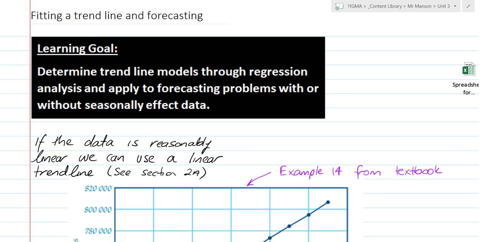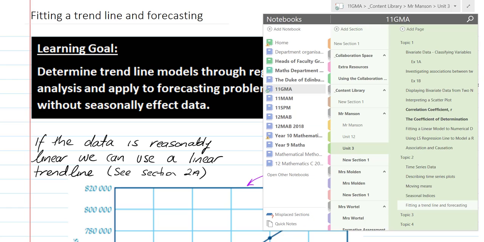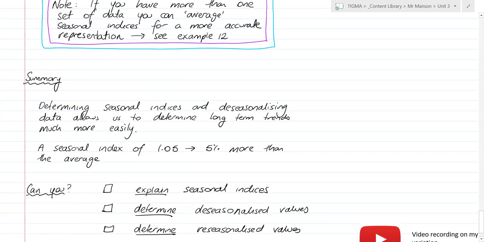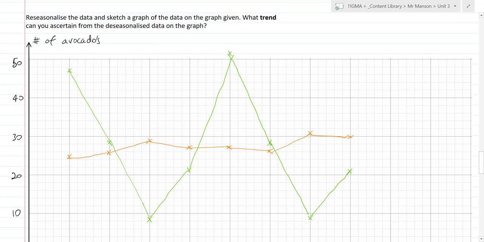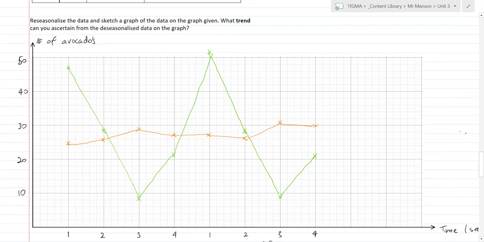Okay, fitting a trend line and forecasting. Last lesson we talked about seasonal variation. I know people are writing stuff down, but I'll just flip back here quickly. This was our seasonal variation. If you have data that varies seasonally, like the green one does, then this can be hard to make predictions from or hard to apply.